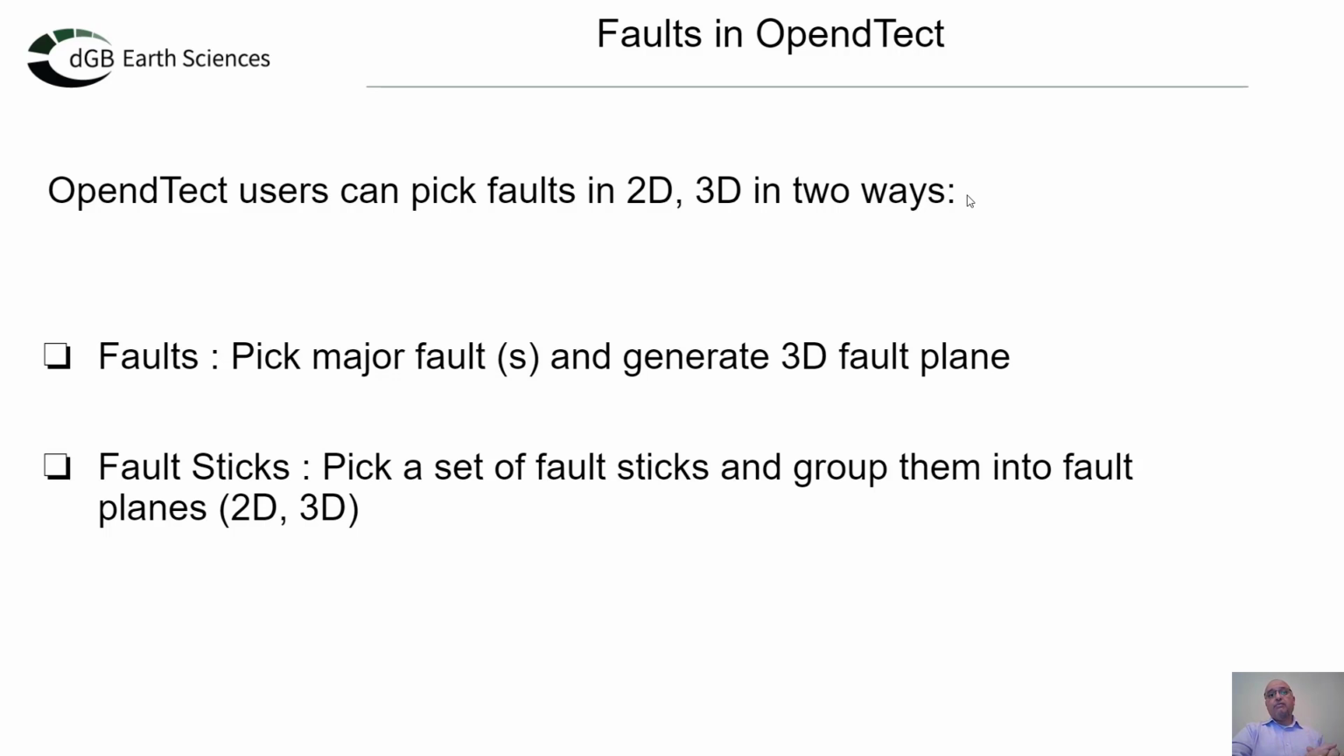Users can pick faults in OpenDetect, either 2D or 3D, in two ways. First, by picking a fault. It can be a major fault, can be a minor fault, and you do this in a number of inlines or cross lines, and eventually you generate a 3D fault plane. But also you can use the fault sticks, which allows users to interpret more than one fault in one section. The difference between the two is that the fault stick is a segment that consists of two nodes or more, which allows users to pick a number of faults in one section.